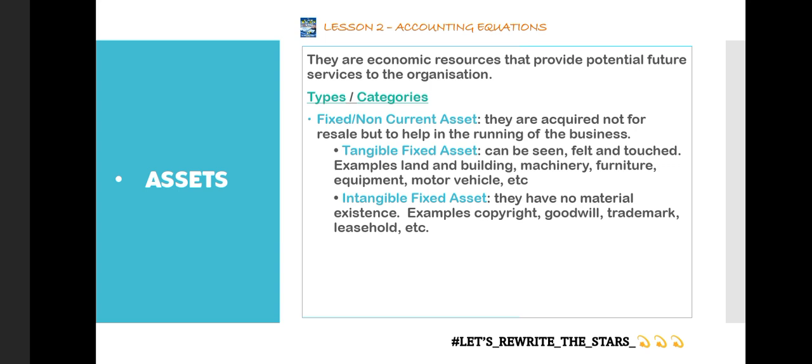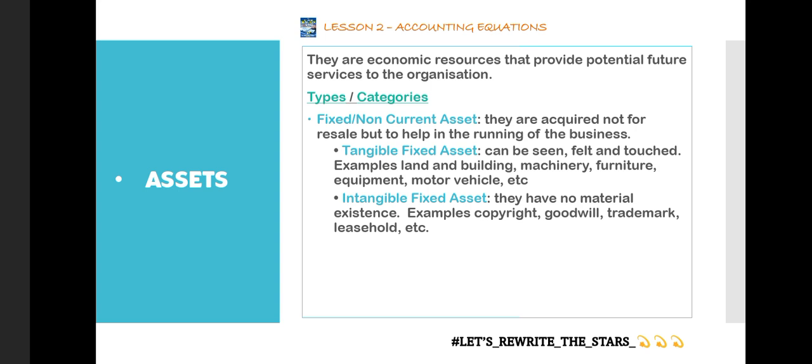Because of the nature of these types of equipment or resources, we've grouped them into two parts. We have ones that we can see and touch, which form the tangible aspect of the fixed asset, and then we have ones that we cannot see and touch, which form the intangible aspect of the fixed asset. So let's take examples so that you get a better understanding. Tangible fixed assets are the parts that can be seen and touched. An example is land and building.